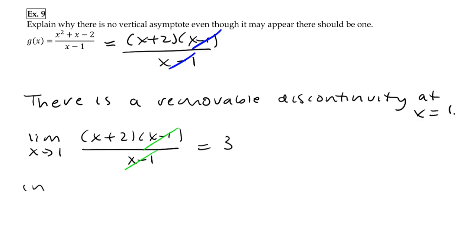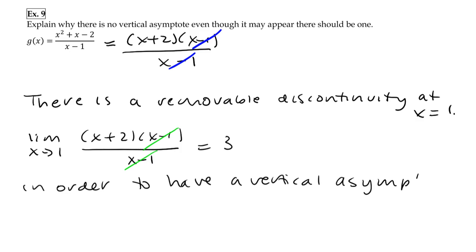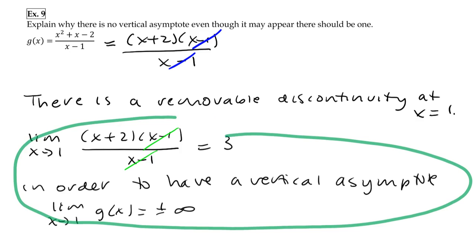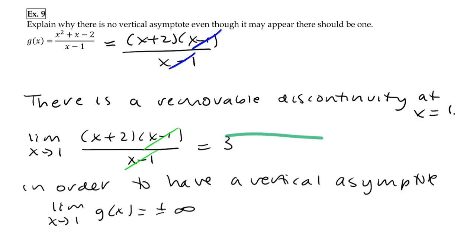So in order to have a vertical asymptote, what did we want? Didn't we want the limit as x approached 1 of g of x to either be plus or minus infinity? And instead, we got this lovely 3. Okay, I mean, this was the quick way to say it canceled out, it's removable, it's not a vertical asymptote. This is the definition. And I just want to keep reminding you of that. Vertical asymptote is when you take the limit and you get either plus or minus infinity.